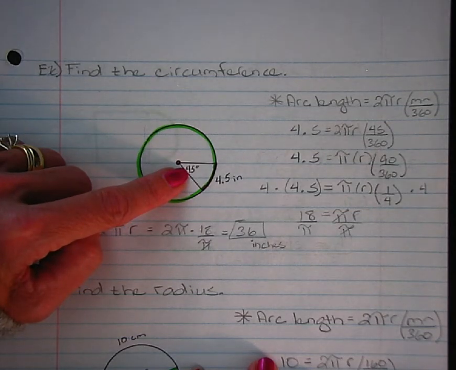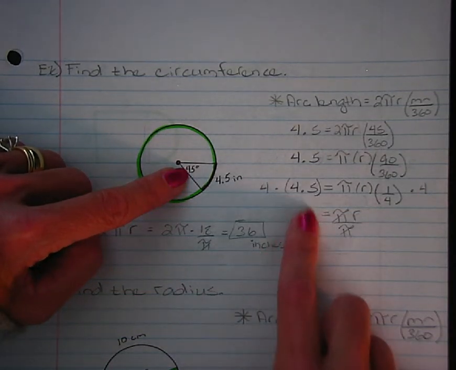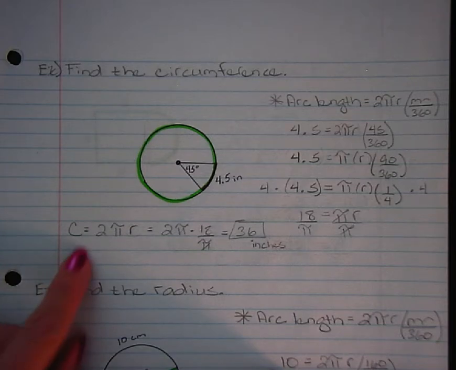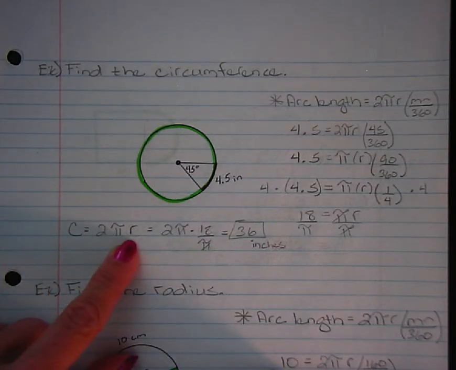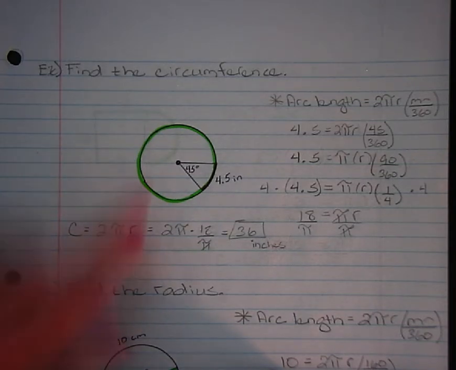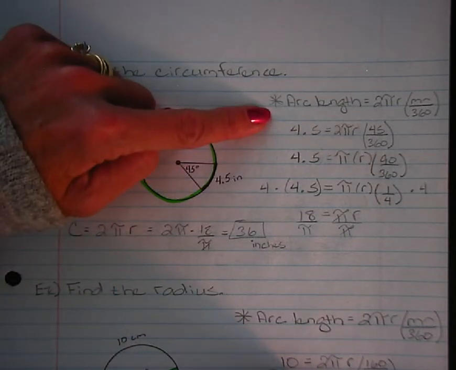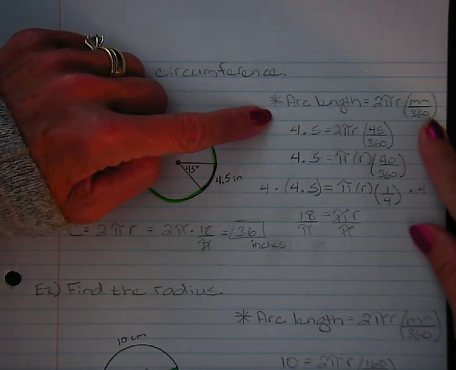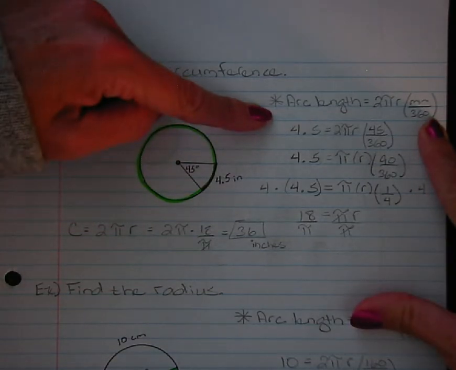Okay, so what we're going to end up doing here is I need to find the radius in order to find the circumference, because remember, circumference equals 2 pi r. So I need to know what the radius is. So I'm going to set up my formula. Arc length equals 2 pi r times the measure of my arc over 360. And I'm going to fill in what information they gave me.